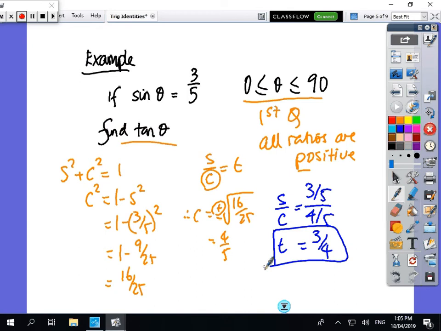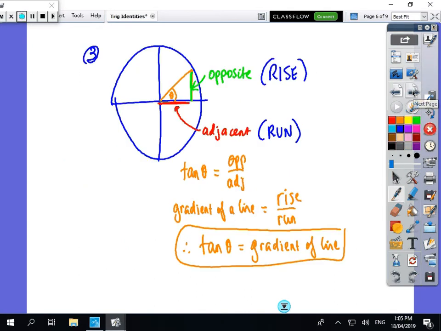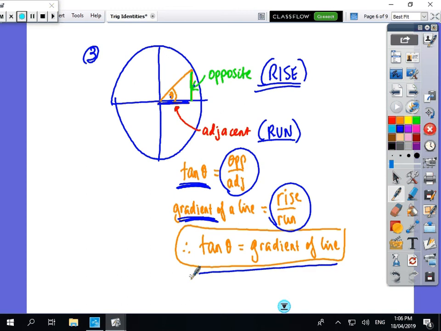Okay, copy that, come across. Okay, the next one we want to prove is the gradient of a line equals tan theta. So we start off, the angle is here. That's the opposite side, but the opposite side is also the rise. That's the adjacent side. The adjacent side is also called the run. Okay, so tan theta, which is opposite over adjacent, and the gradient of a line equals the rise over run. So that means that opposite over adjacent equals the rise over the run. So tan theta equals the gradient. Okay, so tan theta equals the gradient of the line.